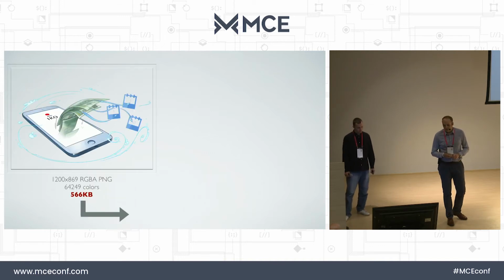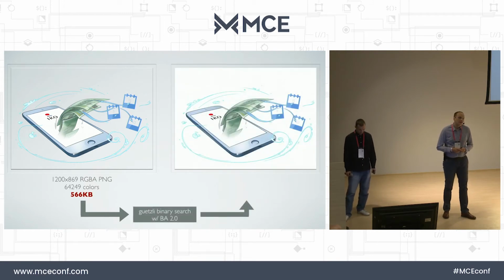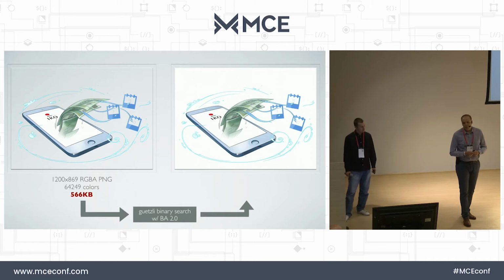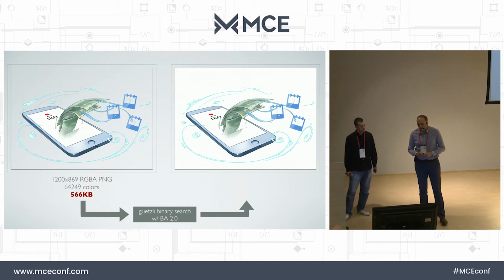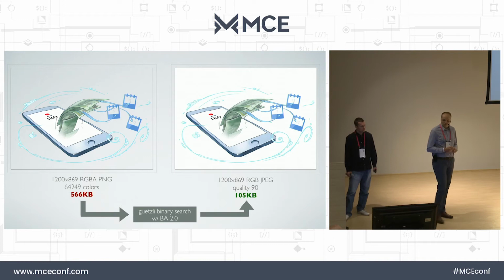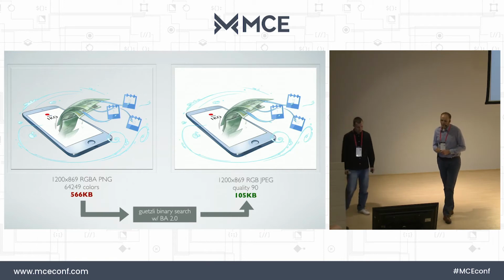So let's take our first PNG, more than half a meg, and do a binary search for the compression level on this JPEG with the Butteraugli score at 2.0. We found that this value fits the best for us. We can accept the visual difference at this score, and we end up with a JPEG which has a little bit more than 100K, and the quality of the JPEG is at around 90.